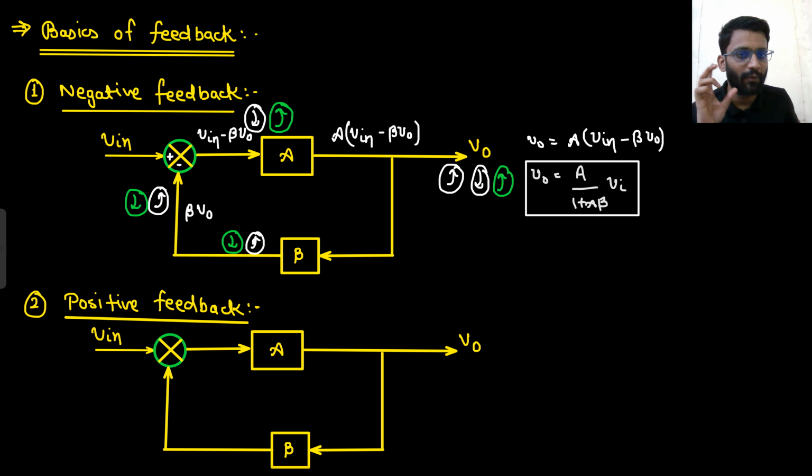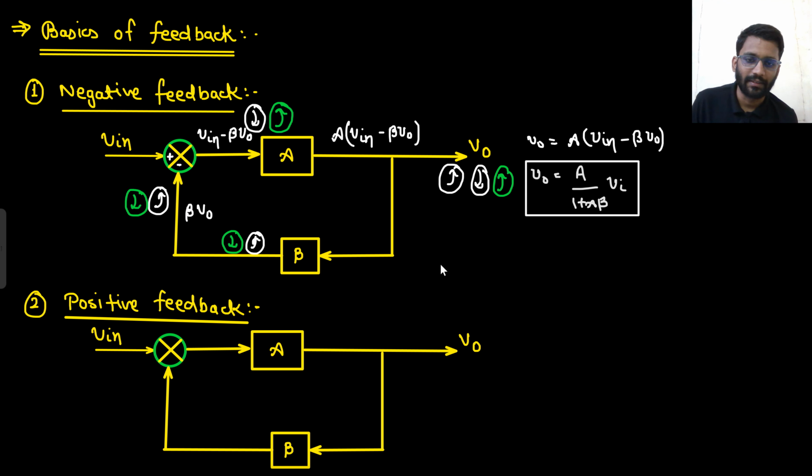Also, for checking negative feedback, you will short circuit the input, then you will increase the output, and then you will walk around the loop. If your output is getting decreased, that means it is negative feedback, and if your output is getting increased, that means it is positive feedback, which we will see in positive feedback. Are you getting this point?